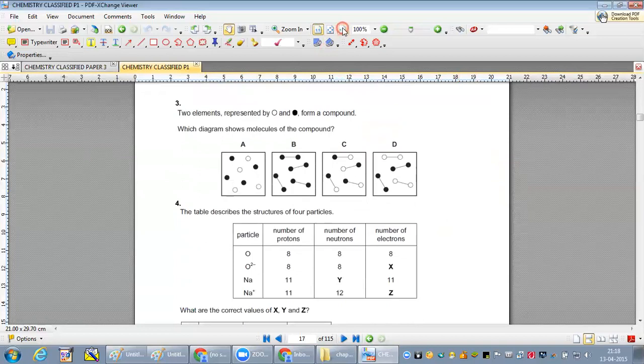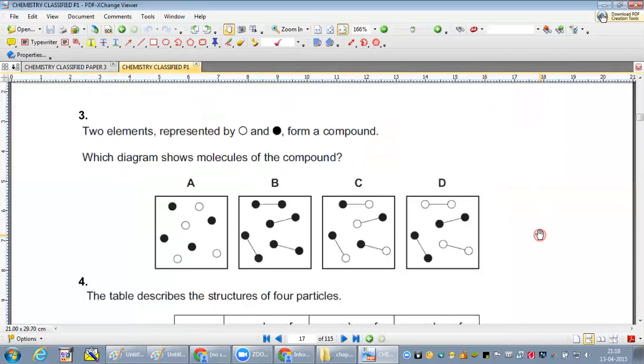Question number 3. Two elements represented by a white blank circle and a dark circle form a compound. Which diagram shows the molecule of the compound?